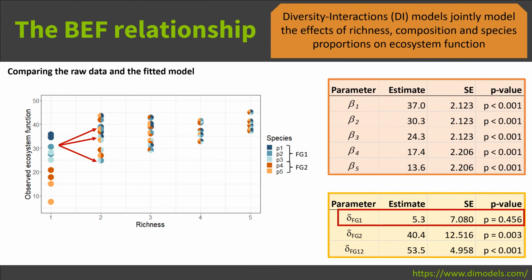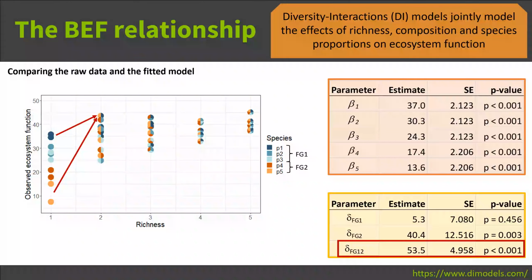In the raw data, we can see that pairs of functional group 1 species do not have strong mixing effects, and this is reflected in the delta FG1 estimate of 5.3. In the raw data, we can see a strong species 4-5 interaction, reflected in the delta FG2 estimate of 40.4. And we can see a pattern that mixing species with one from functional group 1 and the other from functional group 2 is beneficial. And this is reflected in the delta FG12 estimate of 53.5.